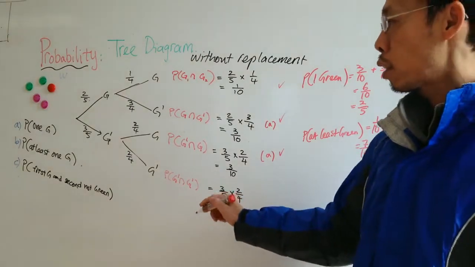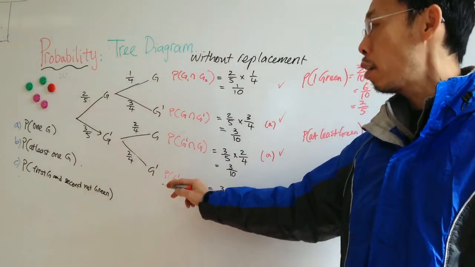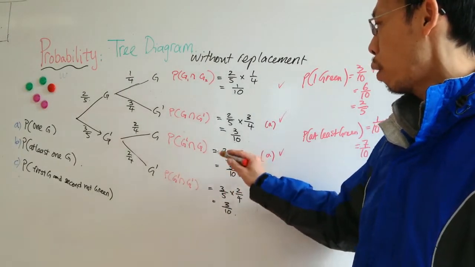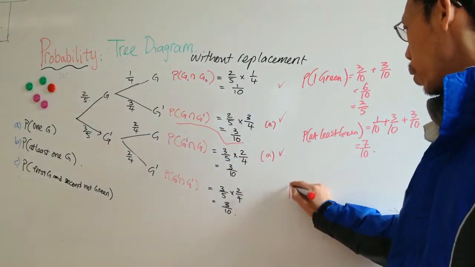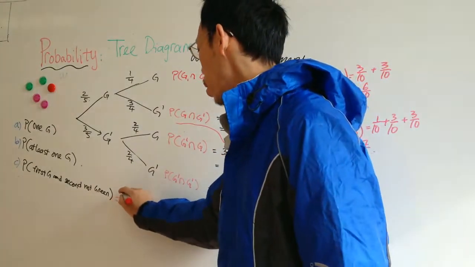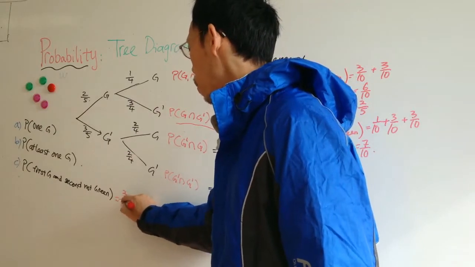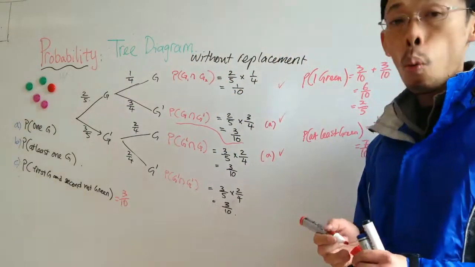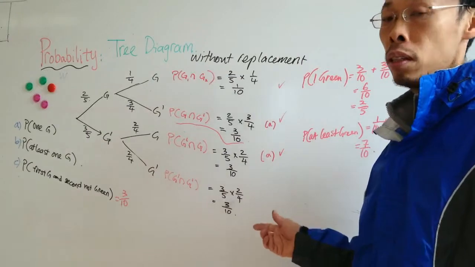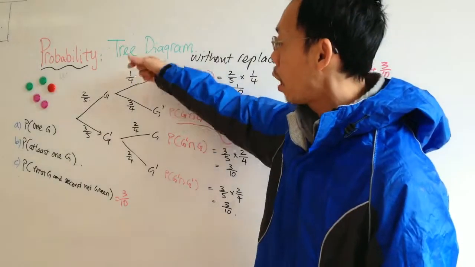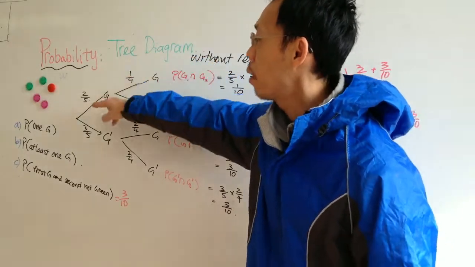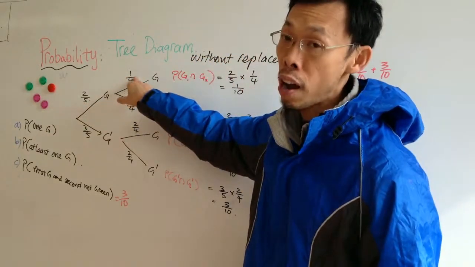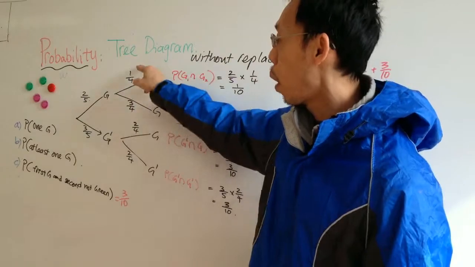And the last question is first green and second not green. Well, first green and second not green is just this. So for the C, the answer is just 3 out of 10. And you can see that when we do without replacement, you just have to change the bottom part, the denominator. You have to be careful that you don't repeat 5 here. It's 4 now, okay? 1 over 4.